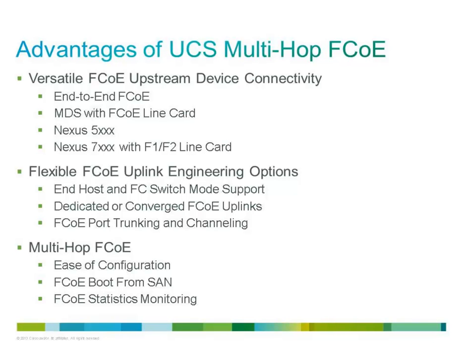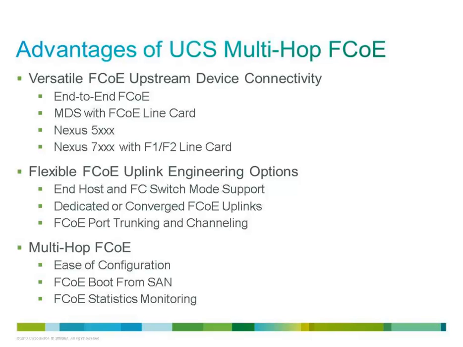Before we begin the technical demonstration of multi-hop FCoE within UCS, I'd like to briefly discuss the advantages of this newly introduced technology into the UCS feature set. First, UCS multi-hop provides versatile FCoE upstream device connectivity, whether you are connecting UCS to an MDS with an FCoE line card, a Nexus 5000, a Nexus 7000 with either an F1 or F2 line card, or a combination of the above. UCS multi-hop FCoE provides the ability to enable an end-to-end FCoE infrastructure.